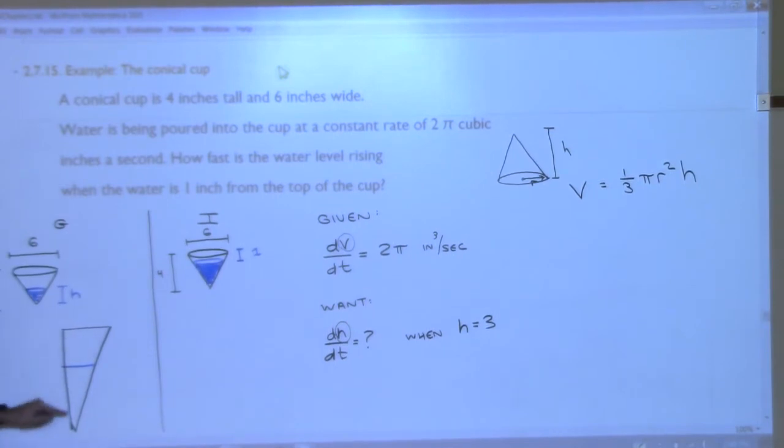Big triangle, small triangle. You see this again? We've got similar triangles. Now, can you tell me the distance from here to here? 3, because it's half of this cone. Can you tell me the distance from here down to here? 4. Okay, what is the distance from here down to here? For us, what are we calling that? H. And then what is the distance from here to here?